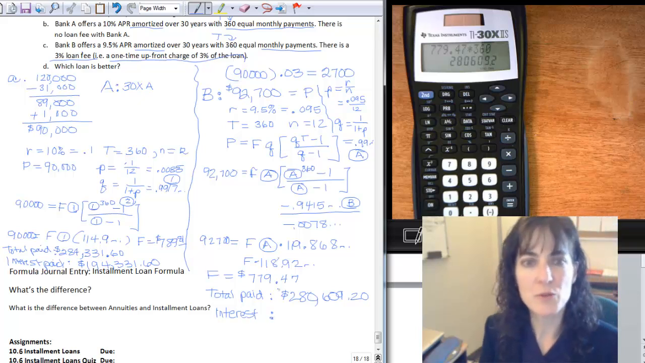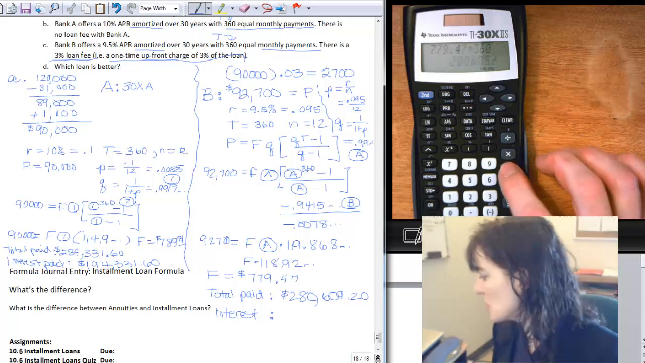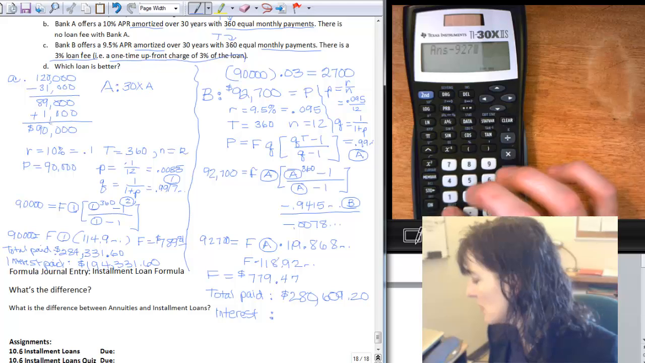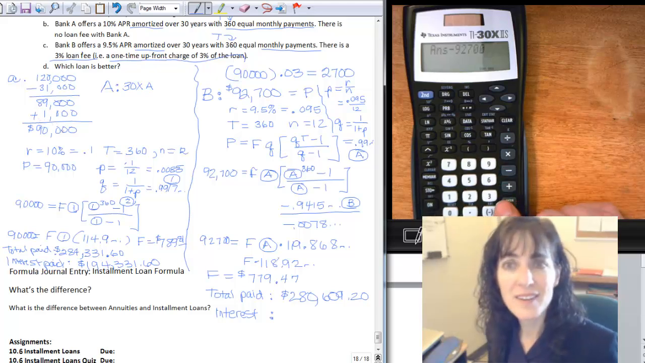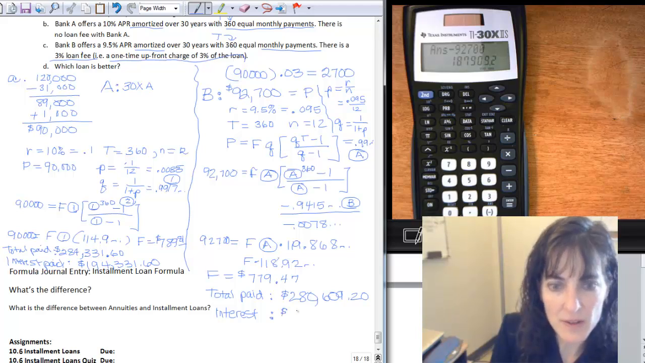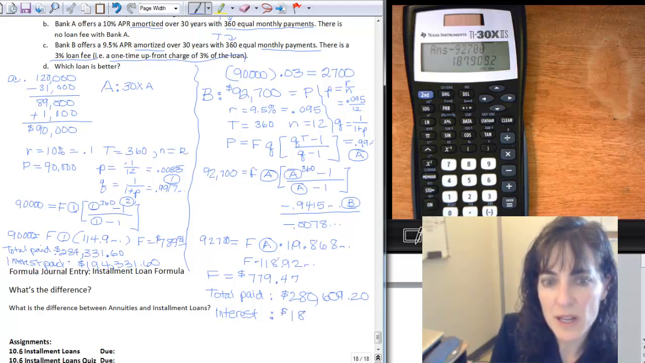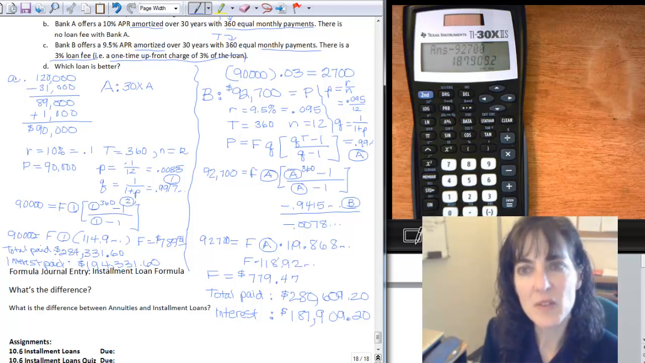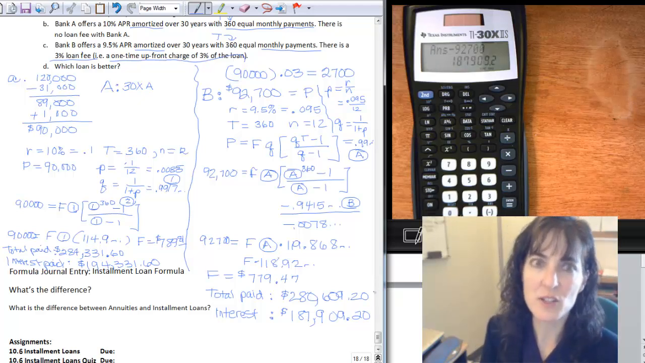To find the amount of that which was interest, we would need to subtract off the amount of the loan, so 92,700, and the total amount of interest that we paid on this bank is 187,909.20, and that was a comma, not a point right there. There we go, $187,909.20.